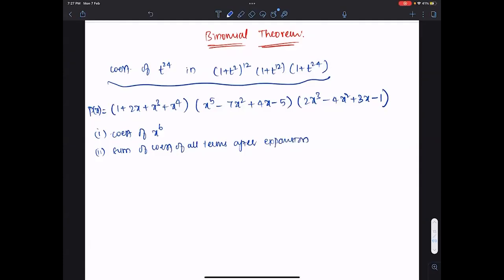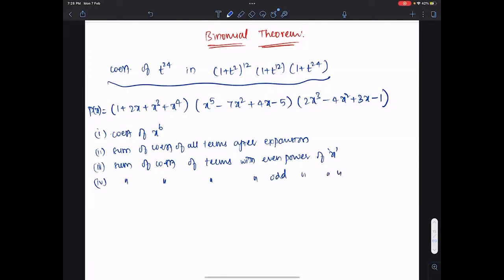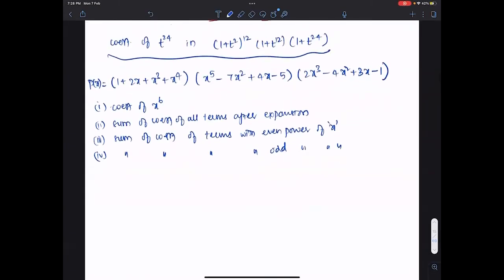That means after you expand this, you remove these brackets, you will get a big polynomial, right? So for that polynomial, what is the sum of the coefficients of all the terms? Third, of terms with even power of x. Next, last one, sum of coefficients of terms with odd powers of x. Now, let us understand the first one, x power 6.